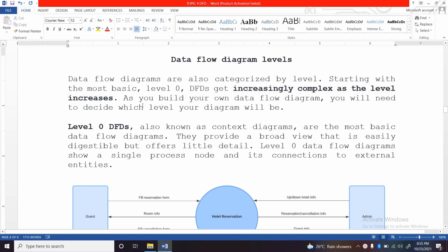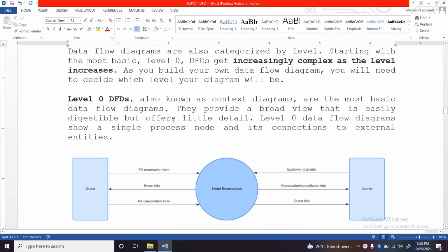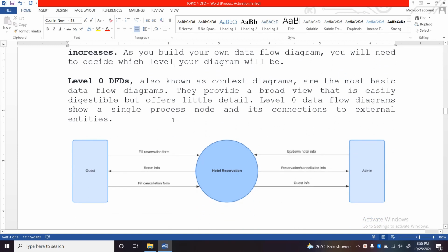As I said a while ago, we also have level 3, but as the level increases, our data flow diagram becomes complicated, it is very difficult to create, and later on it will be unclear. So level 2 is the maximum that we mostly use. As you build your own data flow diagram, you will need to decide which level your diagram will be.